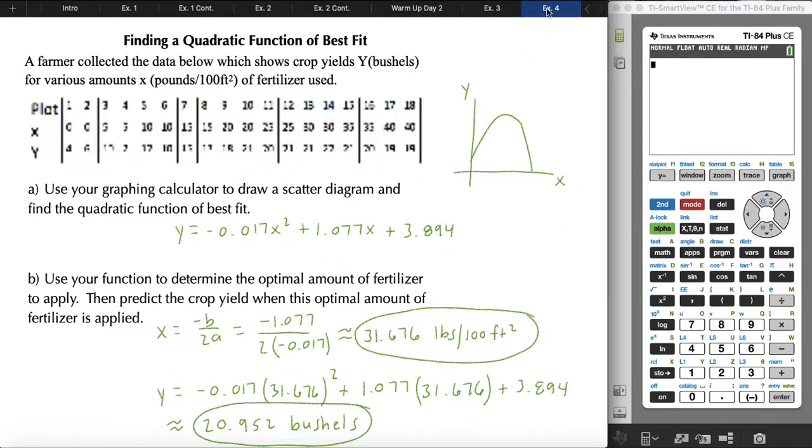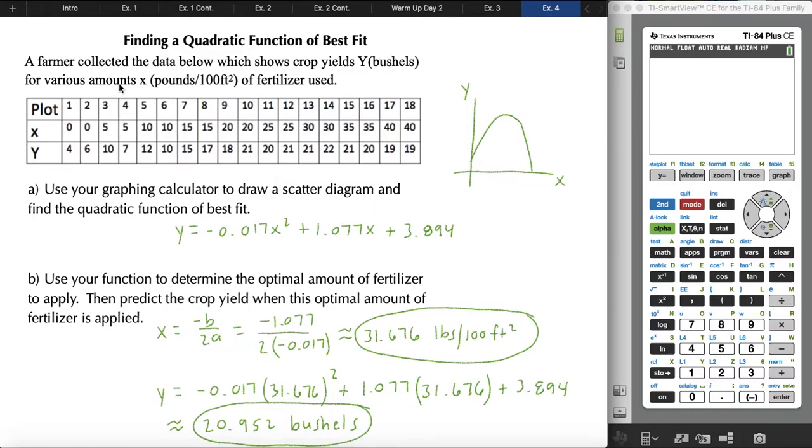All right, second example, example 4. Here's where we are now given a data set that can be modeled with a quadratic function, okay? We have a farmer who's collected data showing crop yield Y in bushels for various amounts X of fertilizer used in pounds per 100 square foot. So you can kind of scan the data here, and you can on inspection see that there's kind of a quadratic model that's playing out.